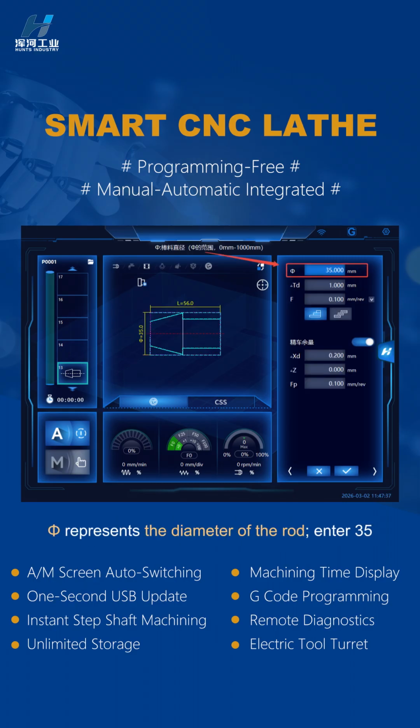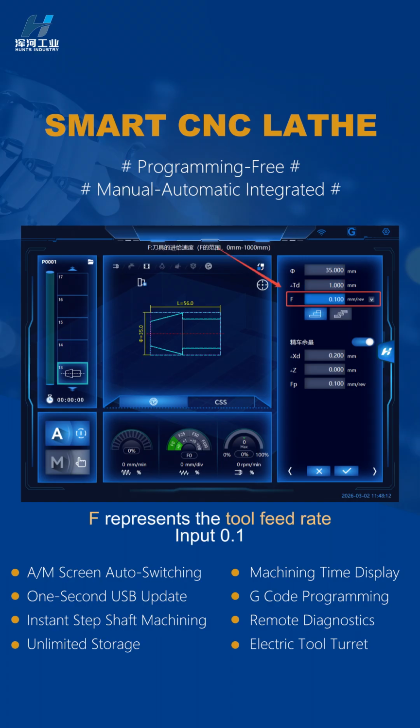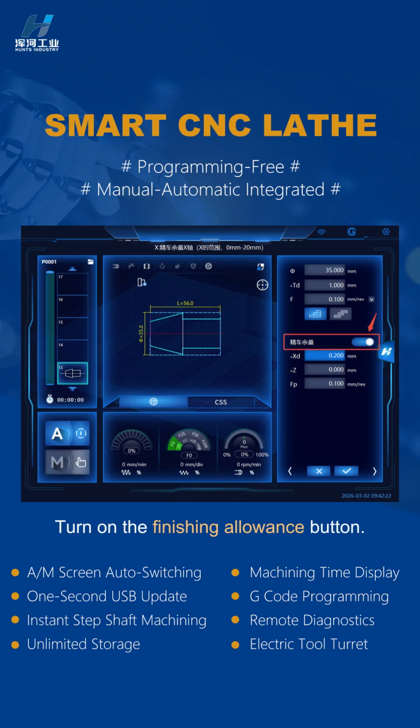Phi represents the diameter of the rod. Enter 35. TD represents single feed rate in diameter mode. Input 1. F represents the tool feed rate. Input 0.1. Turn on the finishing allowance button.